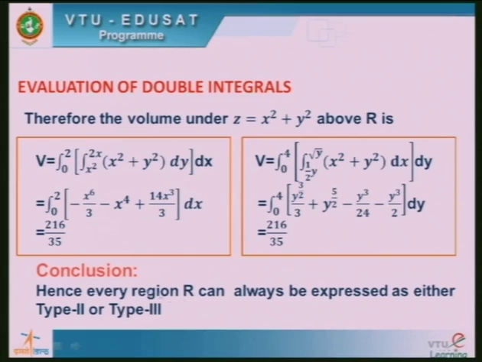So, what we can conclude is that every region R can always be expressed as either a type 2 region or a type 3 region. You can remember, any problem that is given, we can always express as either a type 2 region or a type 3 region.